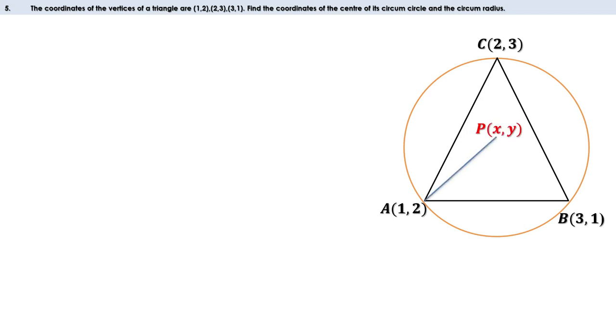PA is a radius of the circle. PB is also a radius of the circle. PC is also a radius of the circle. Now let us find the square of the radius in three different ways. PA is a radius, so PA square is the square of the radius. And we know when we find the square of the distance, no need to put the root sign.